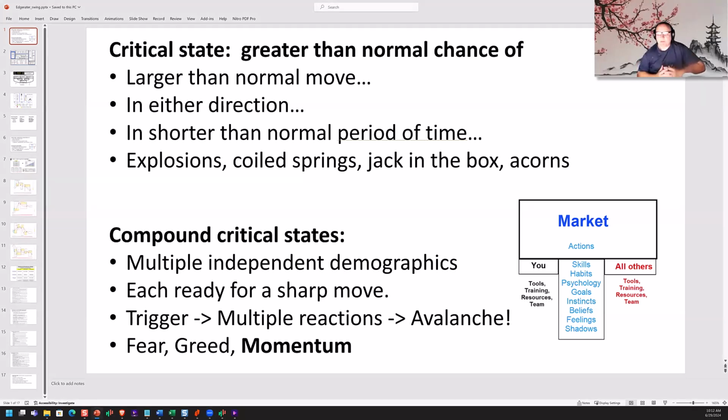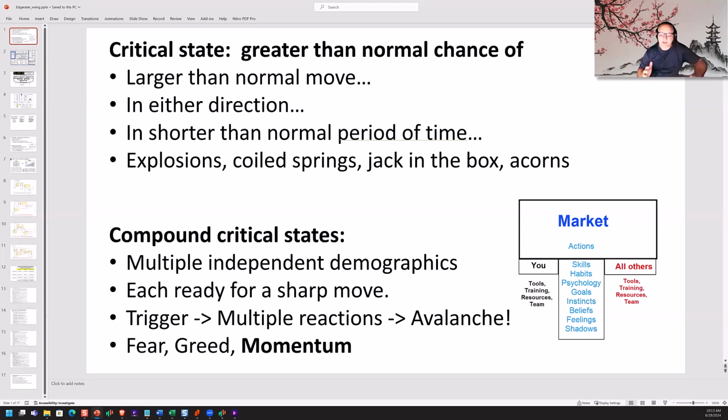So let me talk again about a critical state. I define a critical state as a moment when there is a greater than normal chance of experiencing a larger than normal move in either direction in a shorter than normal period of time. A couple of examples of that might be you're in an explosion or you're on fire, the market's burning up. Well, by definition, you don't even have to wonder. Everything is in a mad rush. That's the maximum volatility. That is a critical state.